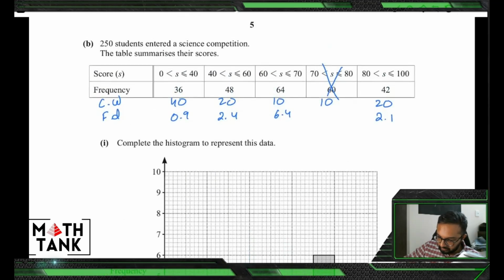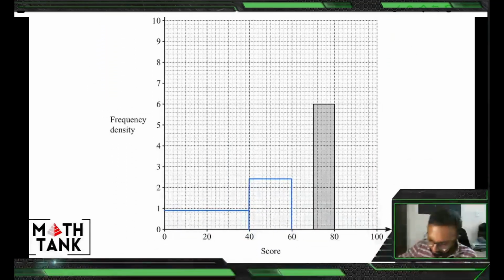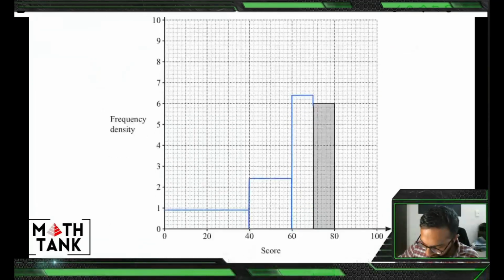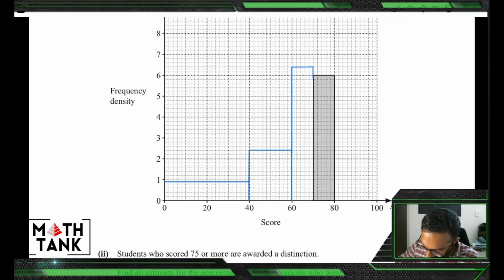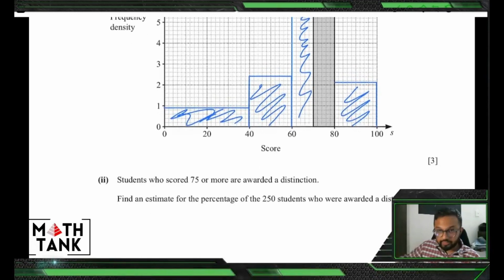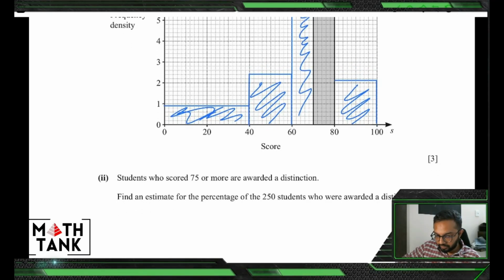Okay, then 60 to 76.4. It's a relatively high one. Okay, and 70 to 80 is already done. 80 to 100 is 2.1. Okay, then there's students who scored 75 or more were awarded a distinction.